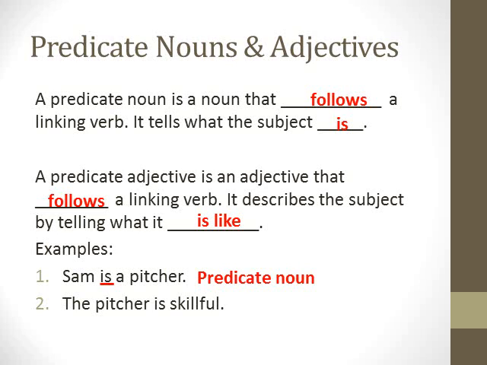Okay, let's look at number 2. The pitcher is skillful. Once again, in this sentence, pitcher will be our subject. Is going to be our linking verb. Is skillful. Skillful is describing the pitcher. It is not a noun, it is an adjective, so now we know that this is going to be a predicate adjective.